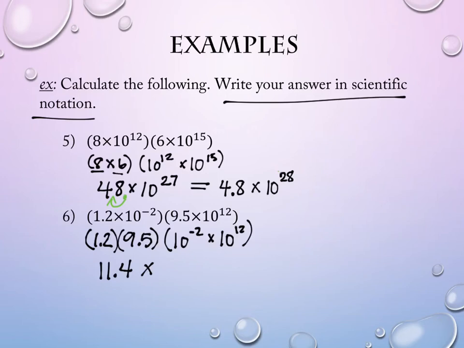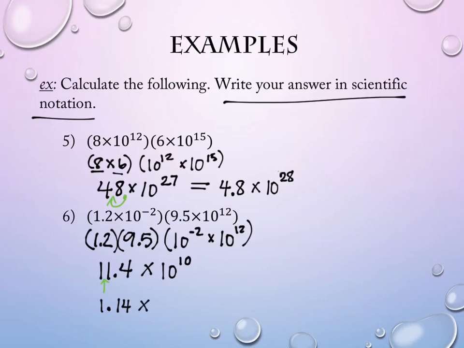10 to what power? The 10th. So just like on the last one, I add my exponents. It just happens to be that one of my exponents is negative. Negative 2, positive 12 is 10. It's not 2 more to 10. You're right, it's not. So I need my decimal point to be here instead. So I need it to be 1.14.